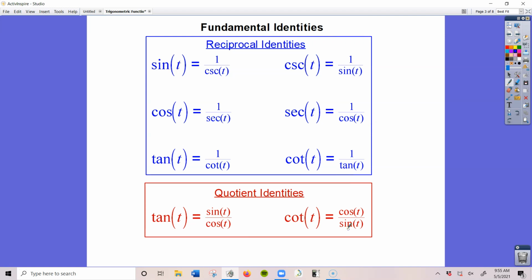Now these two I had shown you in a previous lesson, but we haven't used it yet. But today we will. The quotient identities simply mean that in order to find tangent and cotangent, quotient means to divide. So to find these two trig functions, you can divide sine by cosine, or if you're doing cotangent, it's cosine by sine, since they are reciprocals, so they would switch. So let's look at how we would use all of these.